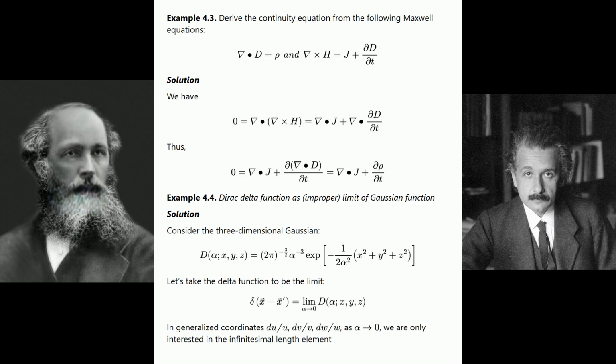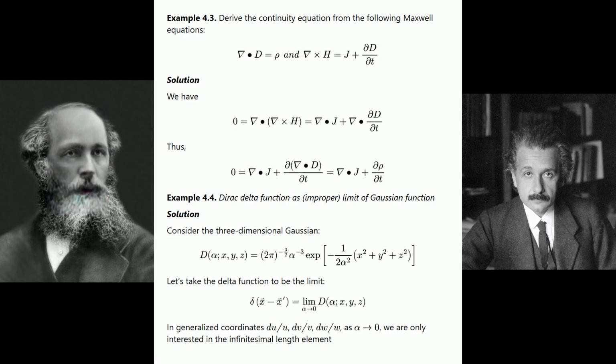Example 4.4. Dirac delta function as improper limit of Gaussian function. Solution. Consider the three-dimensional Gaussian. See the next equation. Let's take the delta function to be the limit. In generalized coordinates du over u, dv over v, dw over w, as alpha goes to 0, we are only interested in the infinitesimal length element.